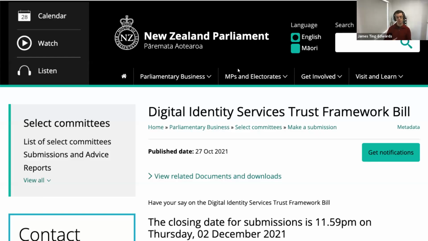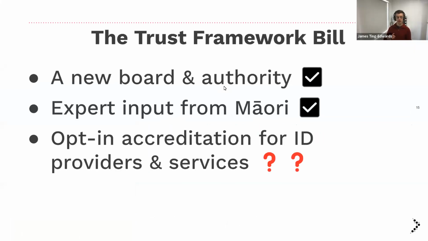And this went through a policy process with the Department of Internal Affairs, and then a select committee process around the bill. And if you advance the slide again, the core features of this proposed framework were to create a trust board and a trust authority, to include expert input from Māori in the board, and to provide an opt-in framework for accrediting ID providers and services.